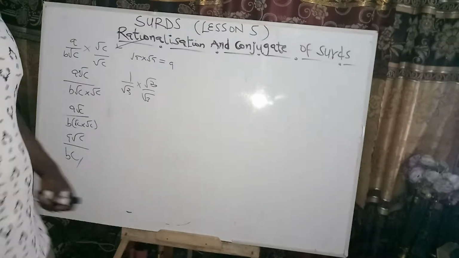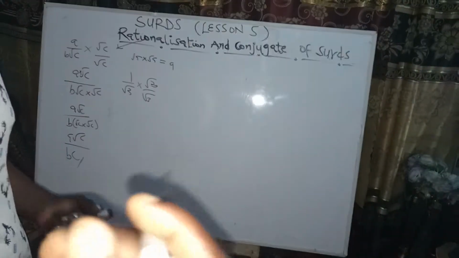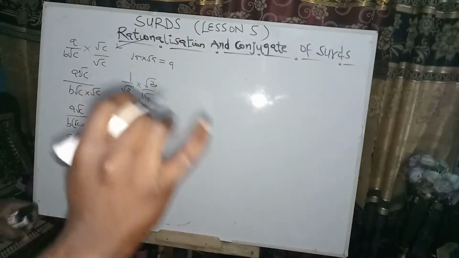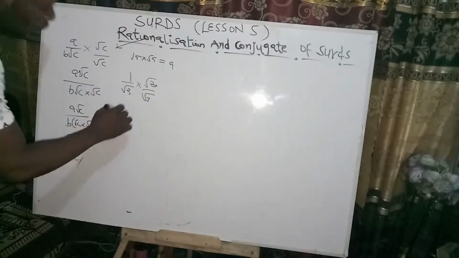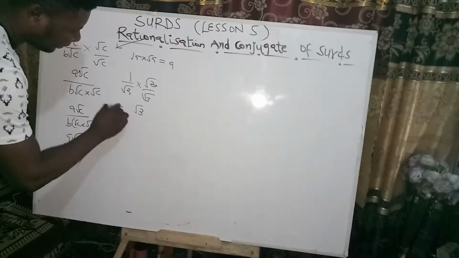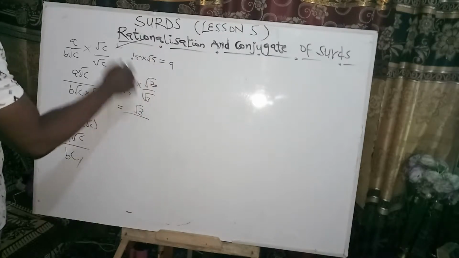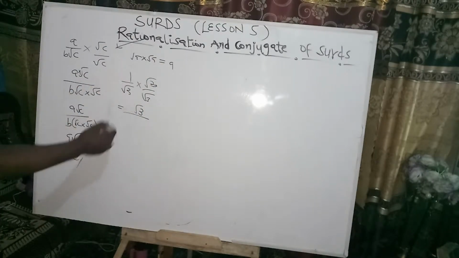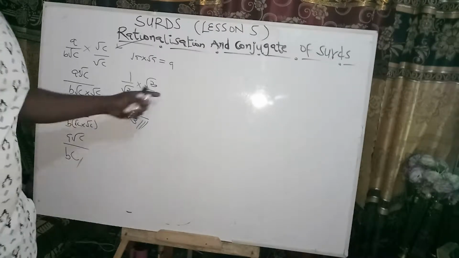That is the only way we can rationalize the whole thing. We need to multiply the denominator, which has a square root, with what? Both the numerator and the denominator. So we are going to get root 3 over, we know the property root a times root a is a, so root 3 times root 3 will give us what? 3. So by so doing, we have rationalized this.